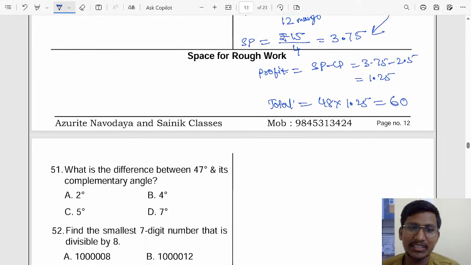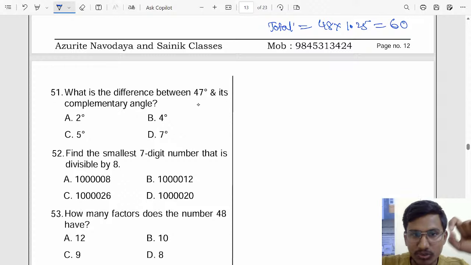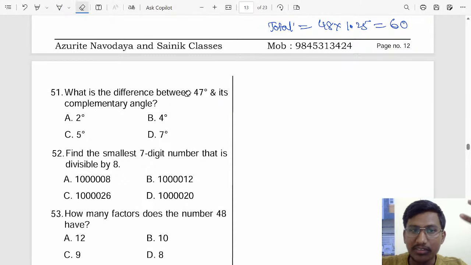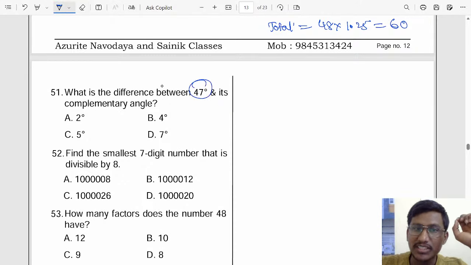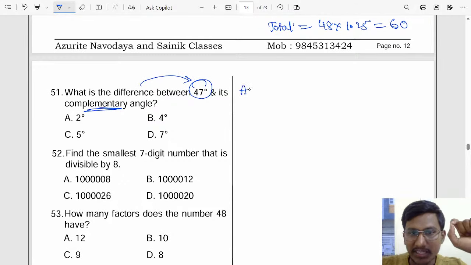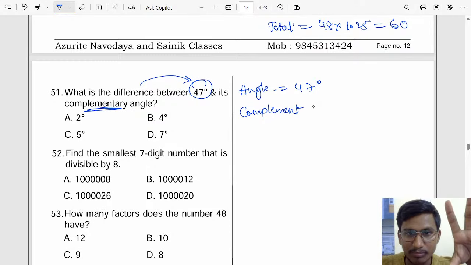So here what is it? What is the difference between 47 degree and its complementary angle? Okay, so we know the angle is 47 degree, and its complement we have to find. Complement means 90 degree, complementary angles means 90.